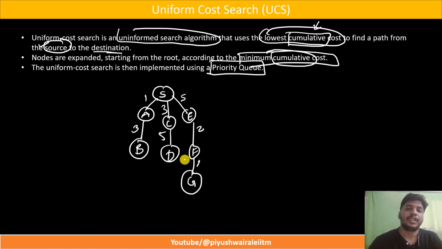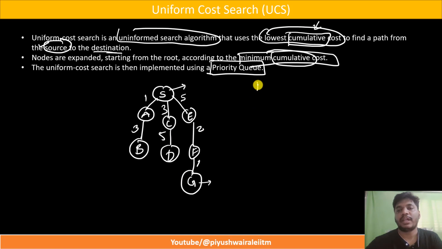Now in this case, how do we apply the uniform cost search algorithm to this particular search space? So this is our starting point, that is the source. This is our goal state, that is our destination. Now I want to go from S to G with the minimum cost, right? So let us see how this works.